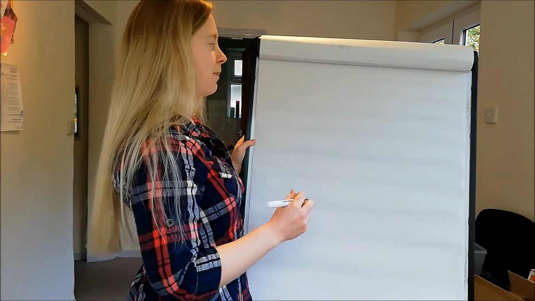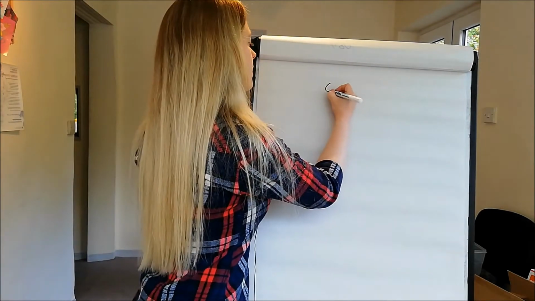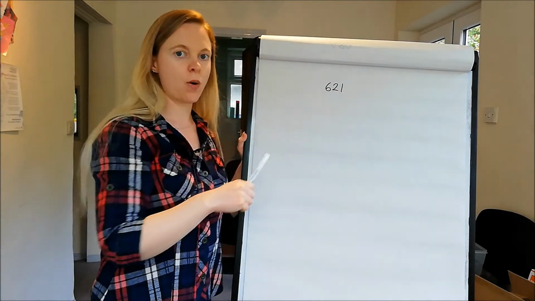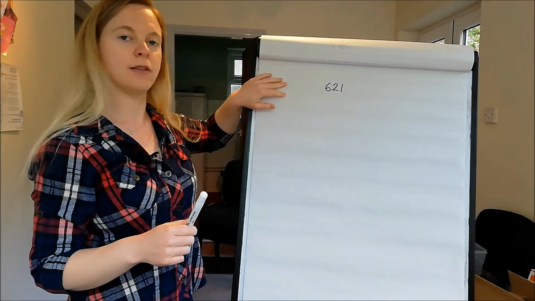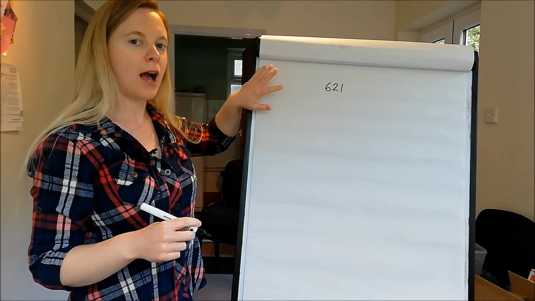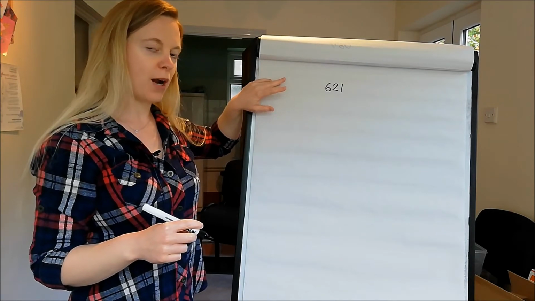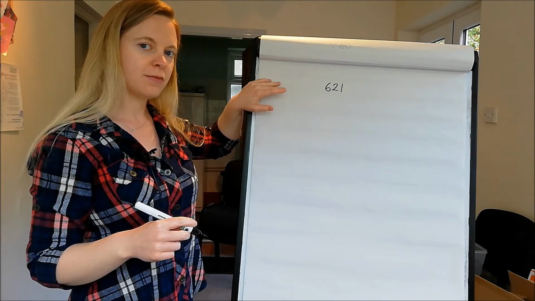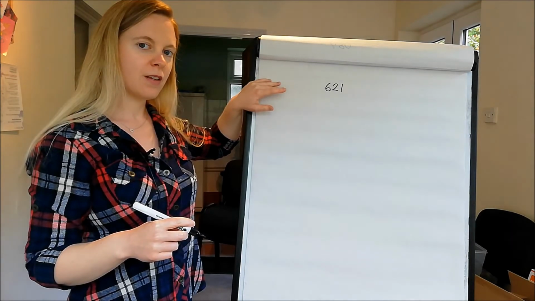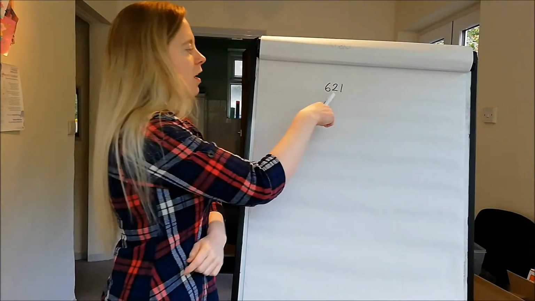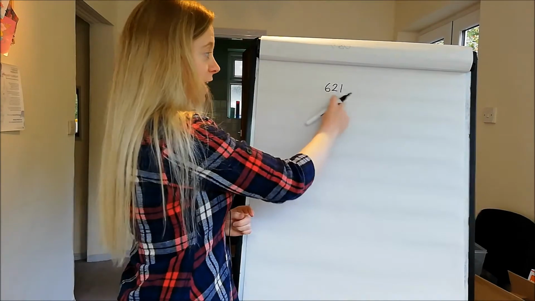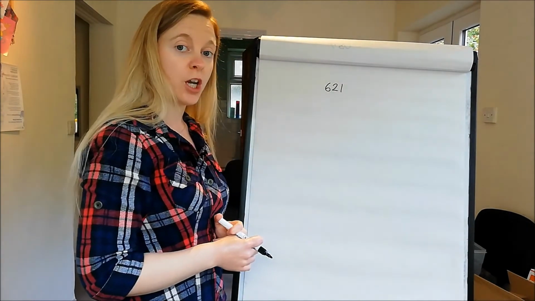So this time, let's have 621. So again, the question would be express 621 as a product of its prime factors. Now this one is a bit trickier because it's not even, so it doesn't divide by 2.